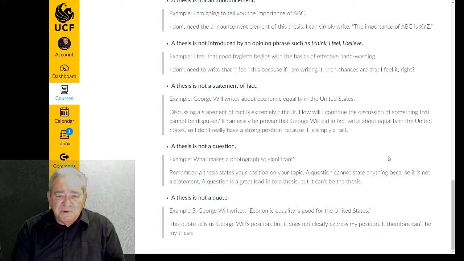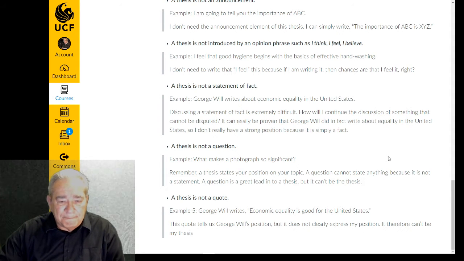But generally speaking, you would not use a question, especially like the example that's given here. What makes a photograph so significant? That's not a thesis statement. That's a question. So you're not stating your opinion or your position on your topic. You're just asking the question, so it can't be a thesis.